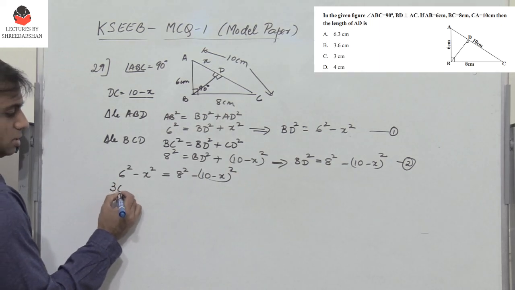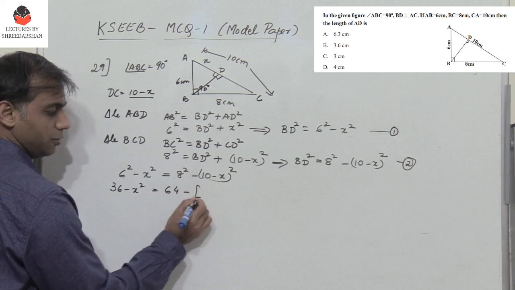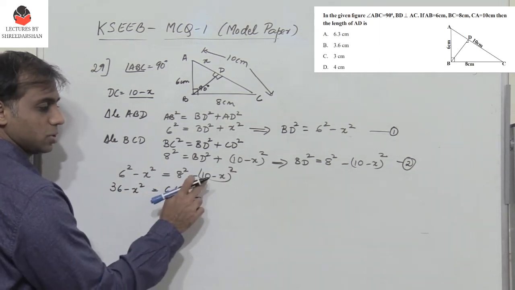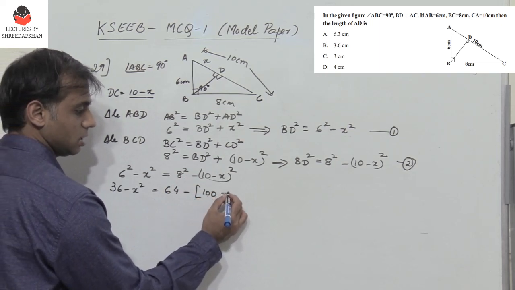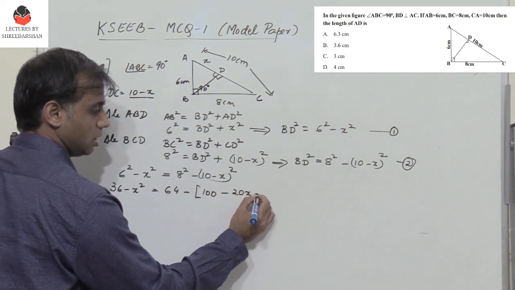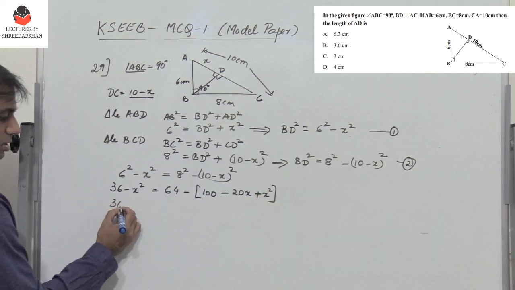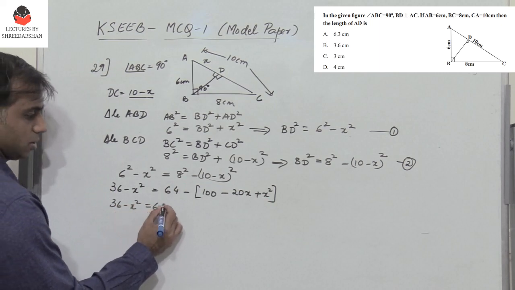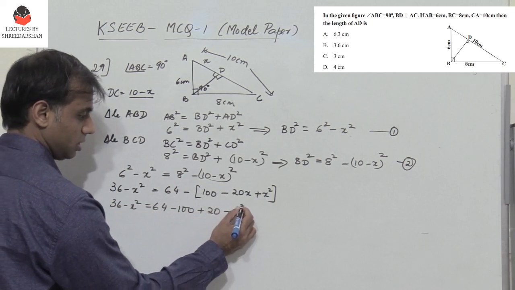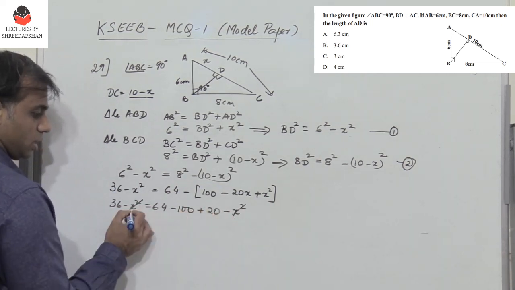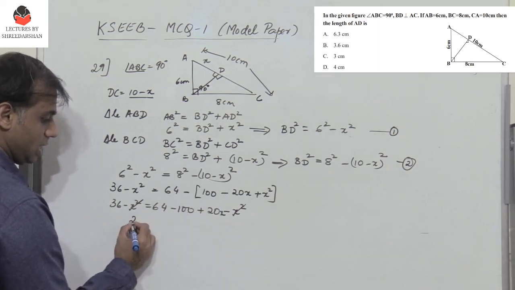6 square is 36 minus X square equals 8 square is 64 minus of 10 minus X the whole square. So this is of the form A minus B whole square. A square is 100 minus 2AB, 20X, plus X square or B square. Remove the brackets, I get 36 minus X square equals 64 minus 100 plus 20X minus X square. So X square gets cancelled. So what is 20X? I have 20X.